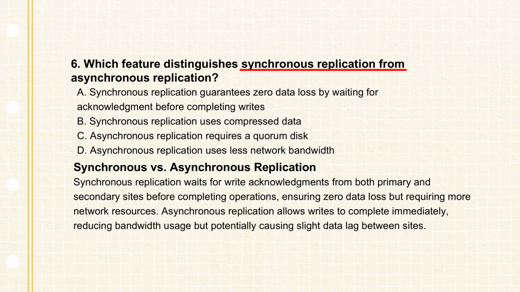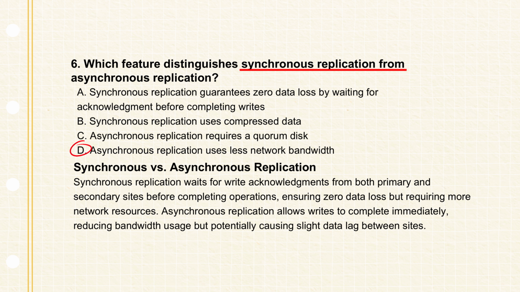The source really focuses on two things here: network bandwidth usage and the whole acknowledgement process. It clearly states that asynchronous replication typically uses less network bandwidth. And the reason is crucial. It does not wait for an acknowledgement, like a confirmation from the target site, before it finishes a write operation on the primary site. Doesn't wait.